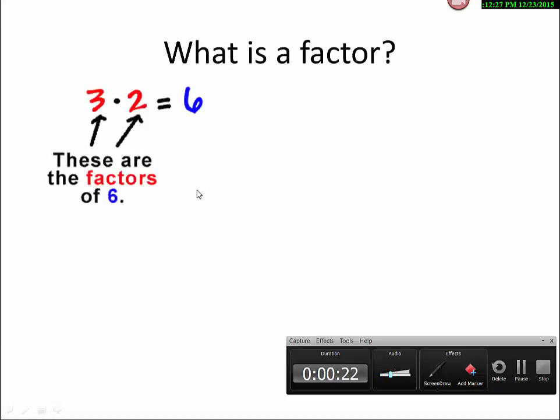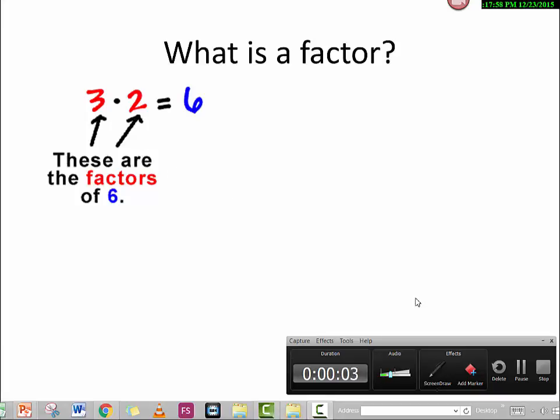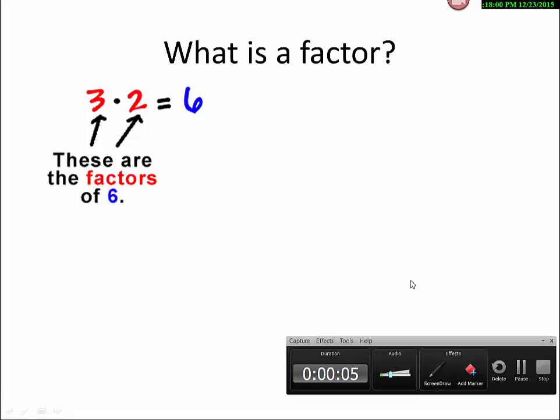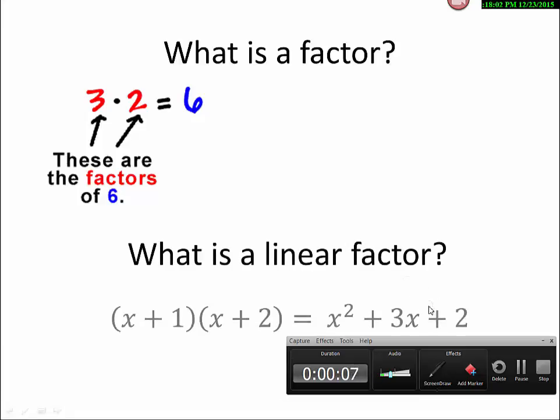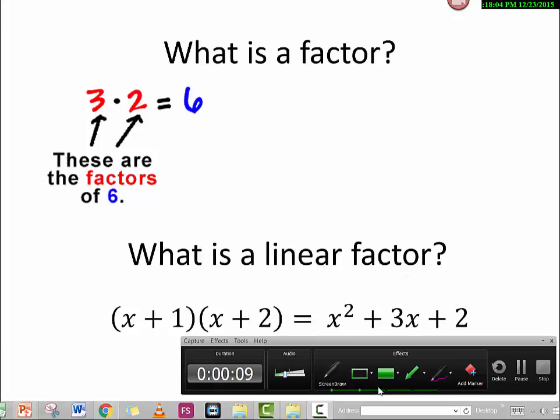To understand linear factor, we have to know what a factor is first. So what exactly is a factor? Let me give an example. So 6 is equal to 3 times 2. So 3 and 2 are factors of 6. So let's apply this concept to understand what a linear factor is. Let me give you an example. x plus 1 times x plus 2 is equal to x squared plus 3x plus 2.